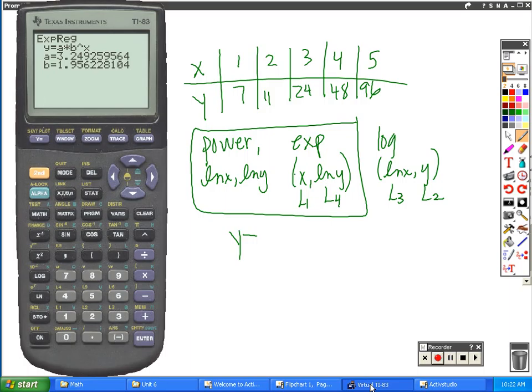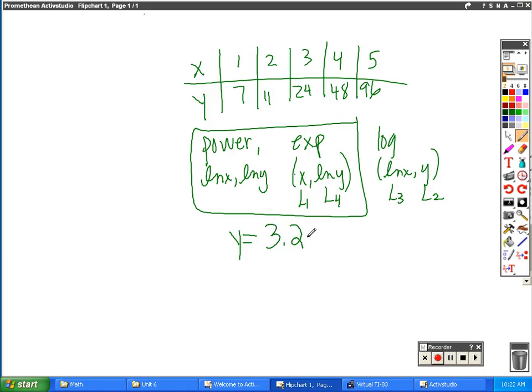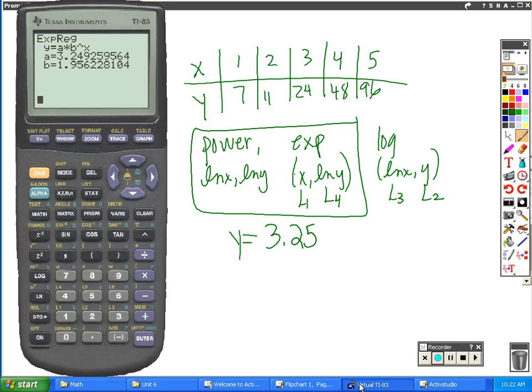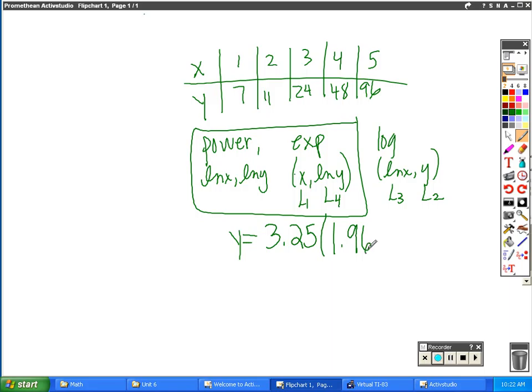So A is 3.25. B is going to be 1.96 to the x. And there's your equation.